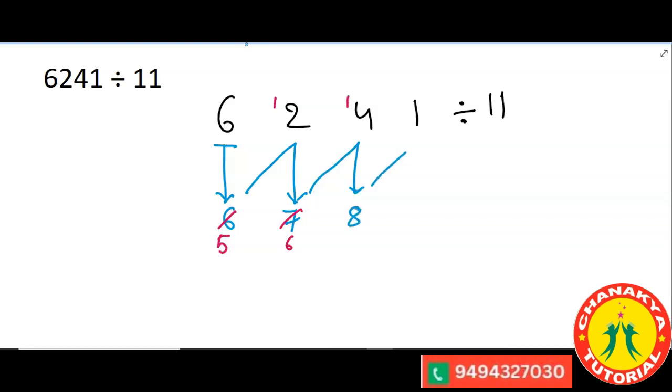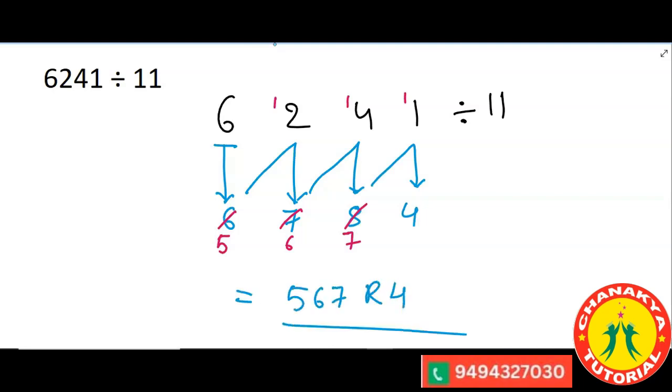Again, the same situation. 8 will become 7 and 1 will become 11. And then 11 minus 7 is 4. So finally the answer is? 567 with remainder 4.